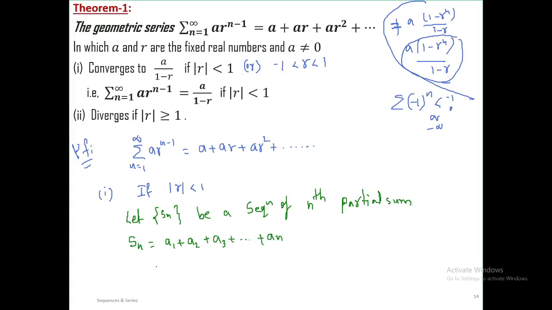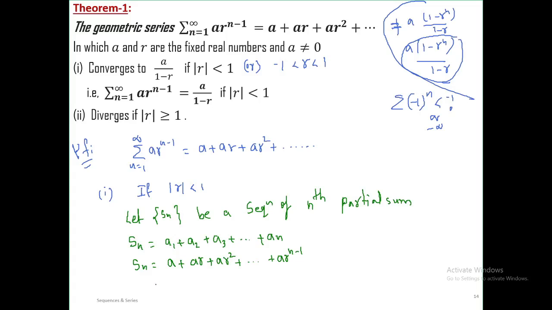So this is the first n terms of the series. What is a1? The first term is a, the second term a2 is ar, the third term is ar square, like this, plus up to so on. What is the last one? ar power n minus 1. So if this sequence converges, then the corresponding series will converge. Okay, now let me write this one, so therefore what is the sum of this?